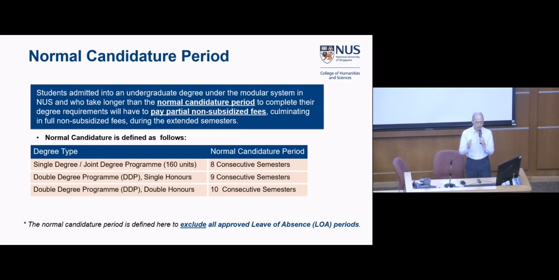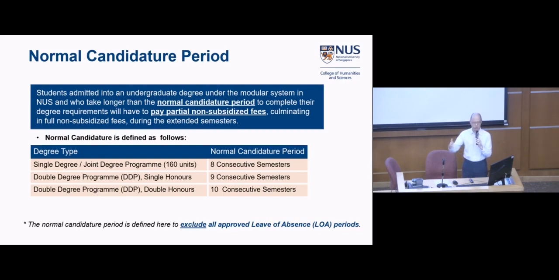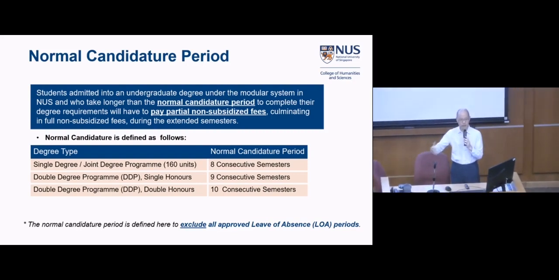And there's also what's called a normal candidature period. This is the length of time that MOE considers normal, the normal time length that people need to fulfill their degree requirements. For most of the people who are doing a single degree program with 160 units, that normal candidature period is 8 semesters or 4 years. But if you're doing a double degree with double honors, for instance, that'll be extended to 10 semesters or 5 years, right?